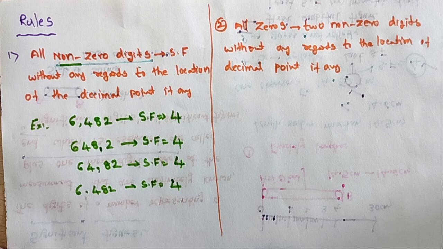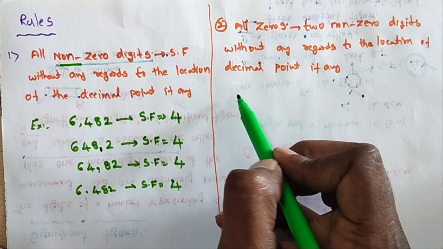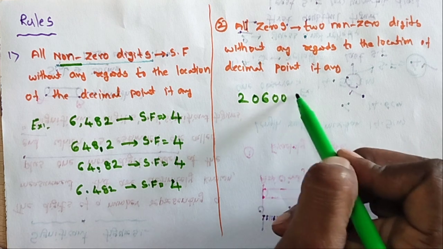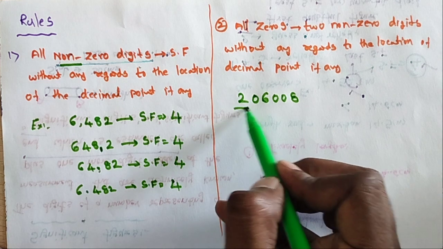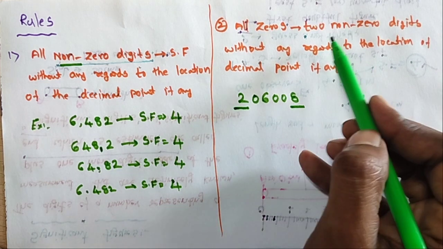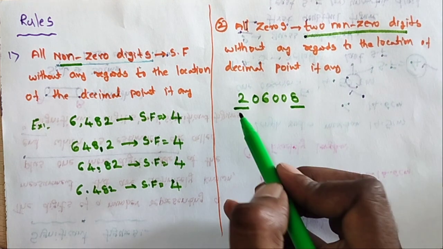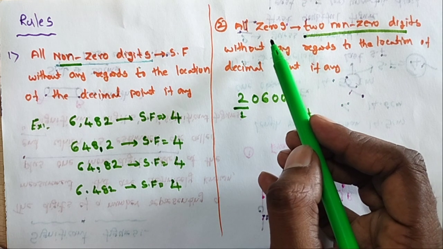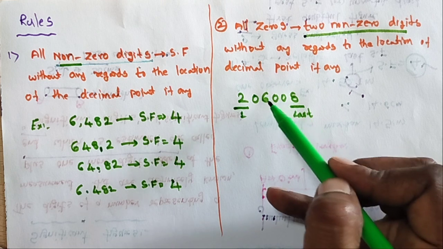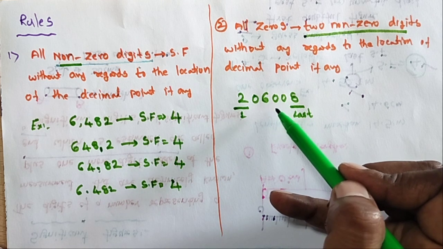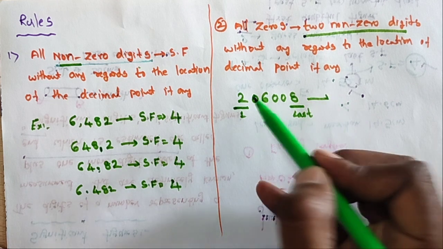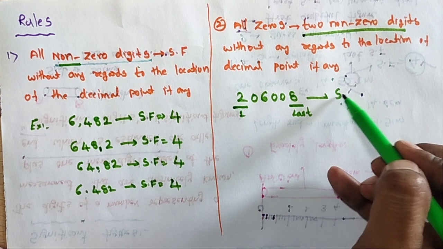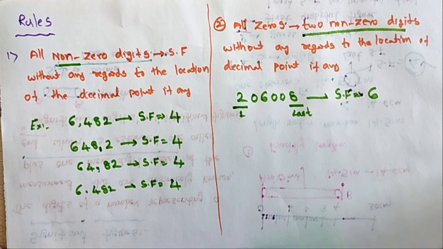Here I am taking a very simple example. 206008. So this is the first one and this is the last one, two non-zero digits. So all zeros occurring between them are significant. So what is the significant figure? 1, 2, 3, 4, 5, 6. The significant figure you can calculate is 6.